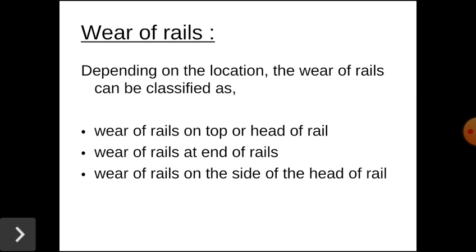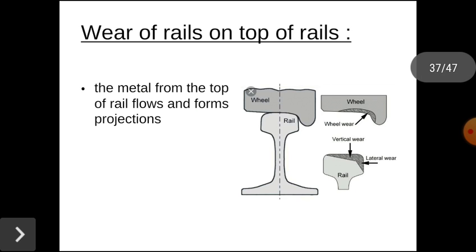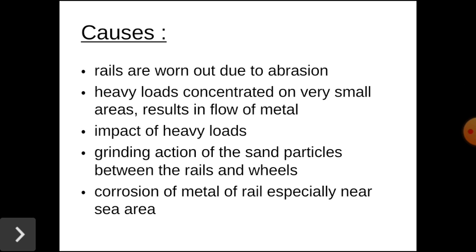So the wear of rails can be classified as wear on top of the head of rail, at the end of rails, and on the side of the head of rails. First one, wear of rails on top of rails. The metal from the top of the rail flows and forms a projection. This is caused by heavy loads concentrated, the impact of heavy loads, and the grinding action of sand particles between the rails and wheels. These are the major causes.